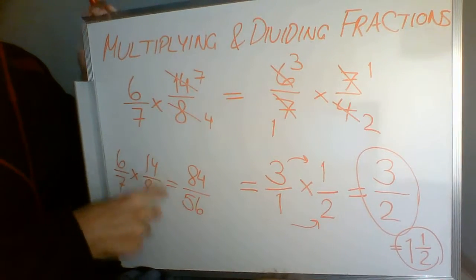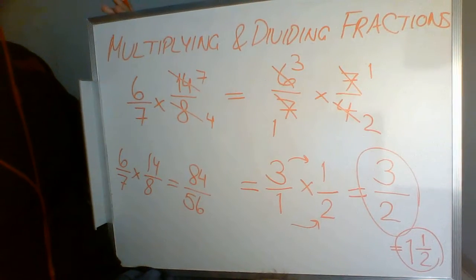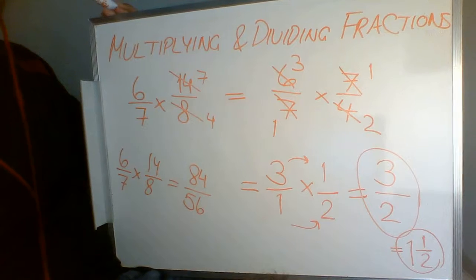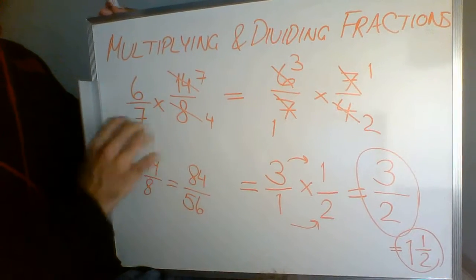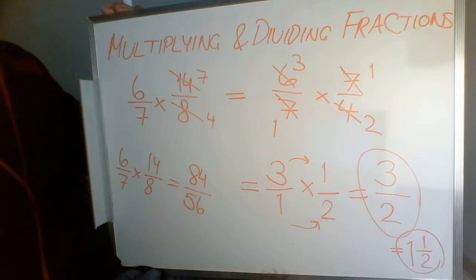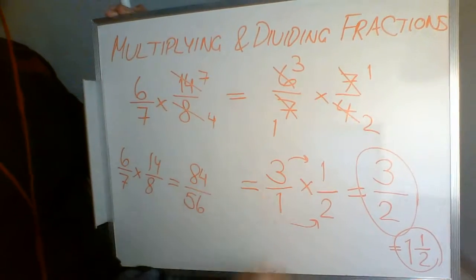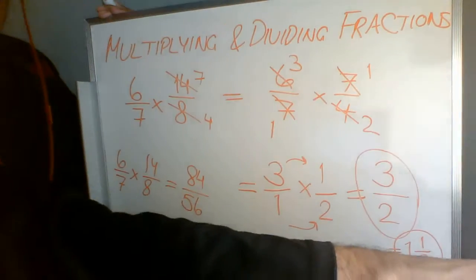If you do reduce this, it should still give you 3 over 2 or 1.5, but that's a lot of reducing to do at this stage. So that's why I encourage you to do as much of the reducing as you can in those early stages before you actually go through with the multiplication.